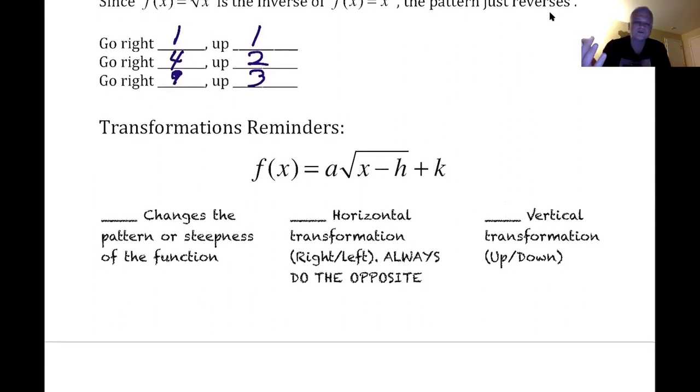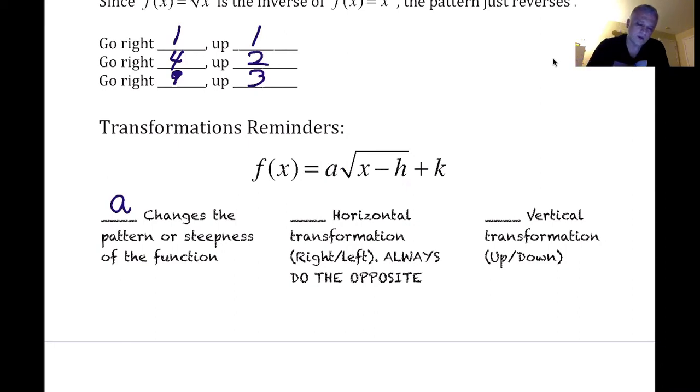It's not always going to be up 1, up 2, up 3. Why is that? If that a is negative, then we are reflecting over the x-axis, and we're going to be going down possibly 1, 2, and 3. If there's a negative inside with the x, then that means we're possibly going to go to the left. Okay, so the a, just the coefficient of the square root, changes the pattern or the steepness of the function.